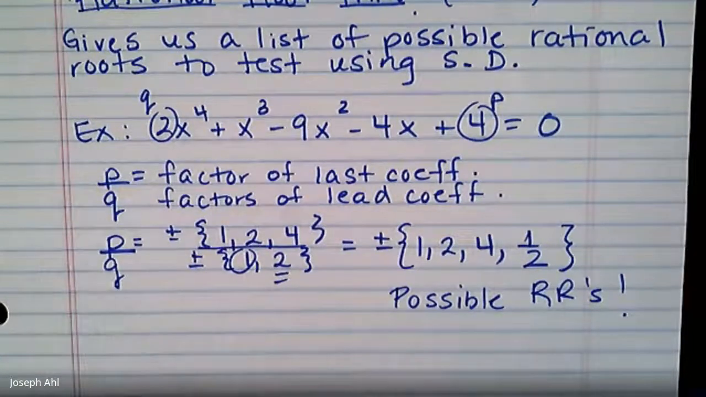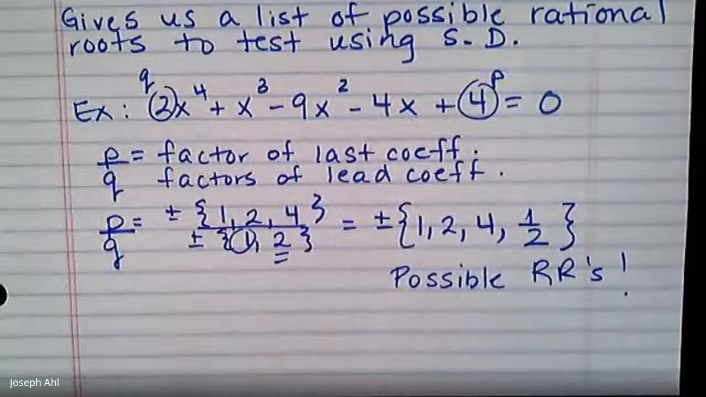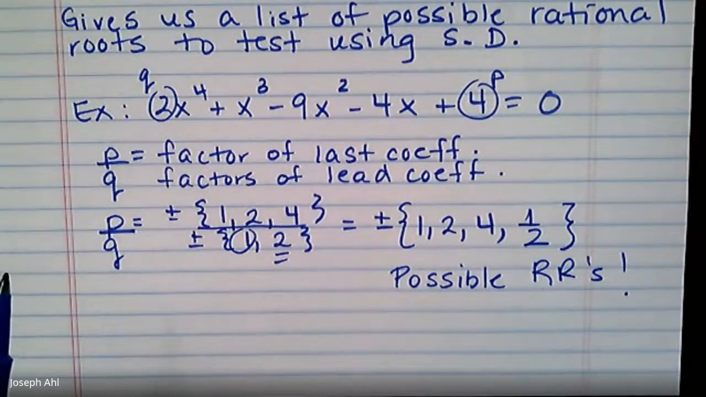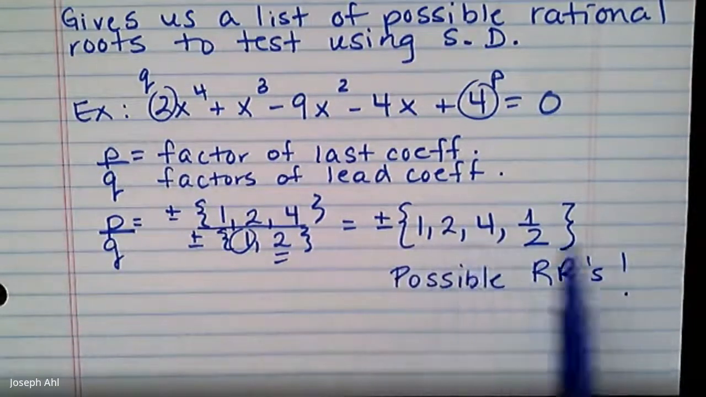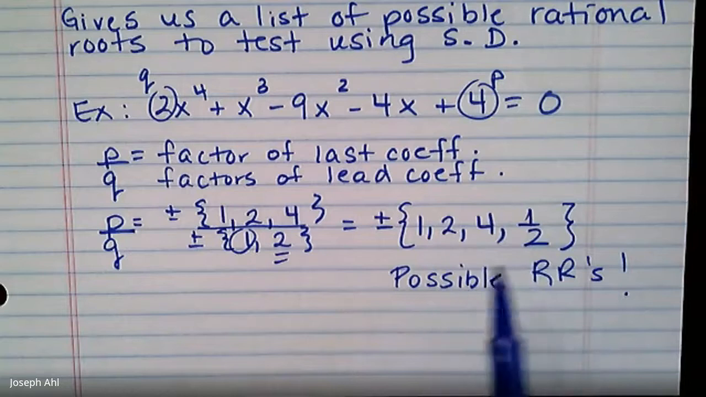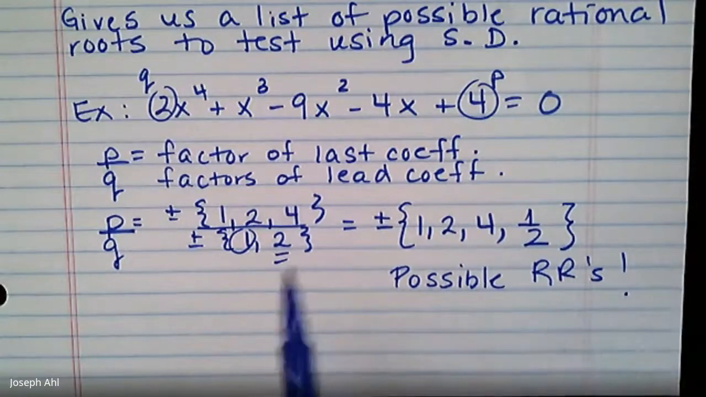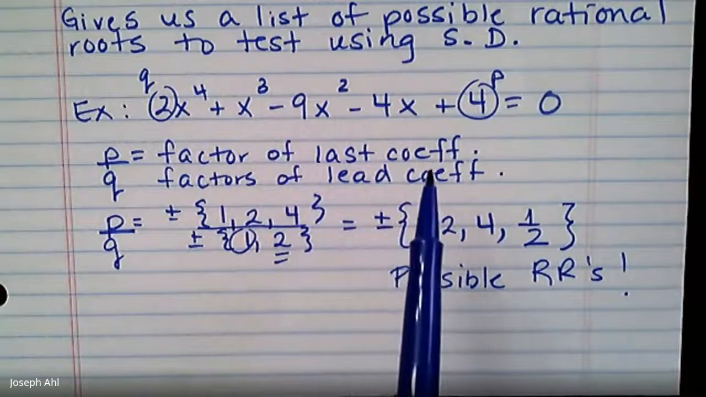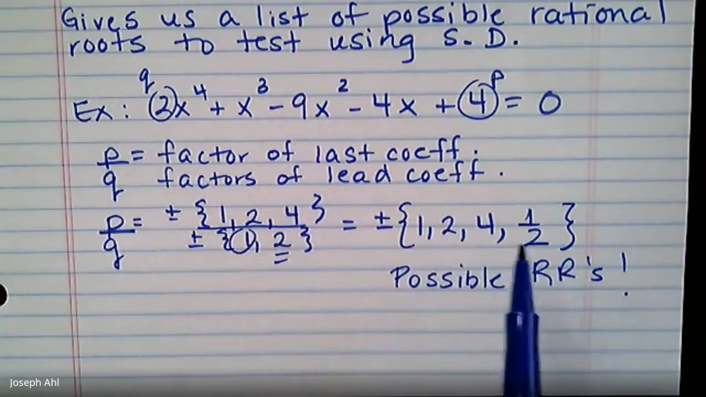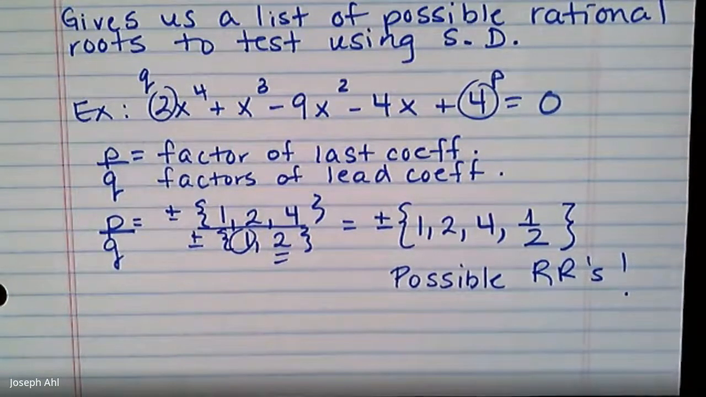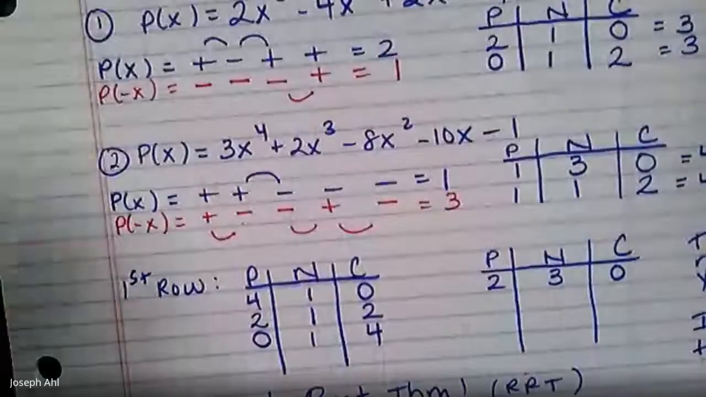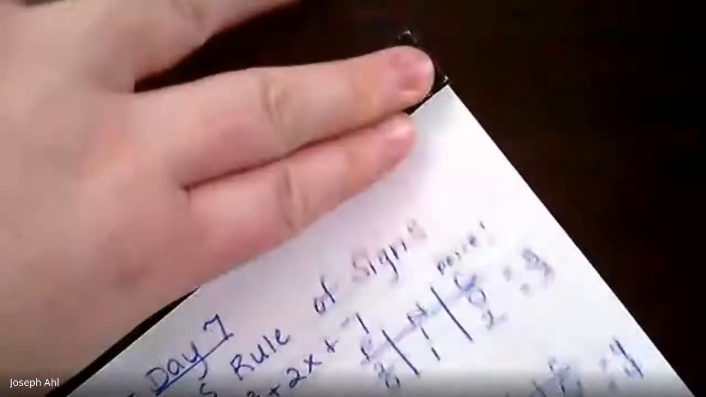So if your favorite number happens to be 3, guess what? I already know 3 is not a root, or negative 3. If your favorite number is 25, you probably wouldn't have tested that anyway. 25 is not a root. It has to be in this list in order to be a possible rational root. Now, there might be other roots here that are irrational or complex, but in terms of the ones that are rational, something that could be expressed as a fraction, whole numbers, integers, things like that, it has to be in this list in order for us to be able to determine the roots of the polynomial.